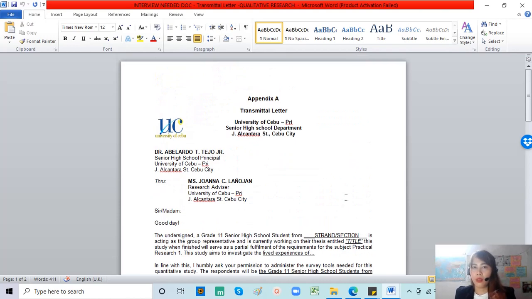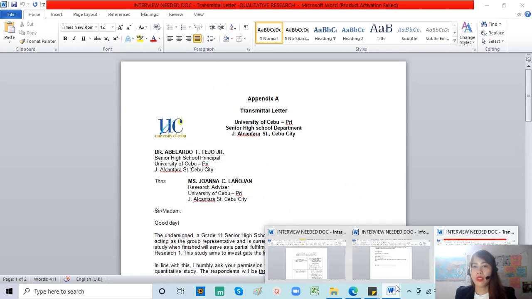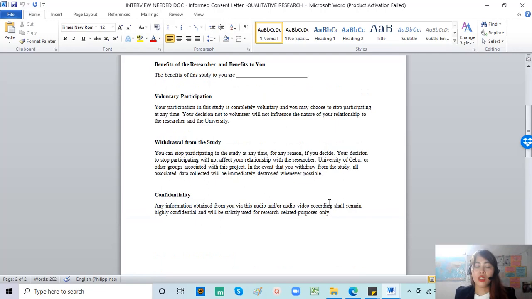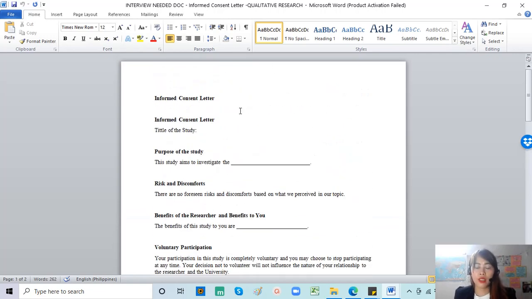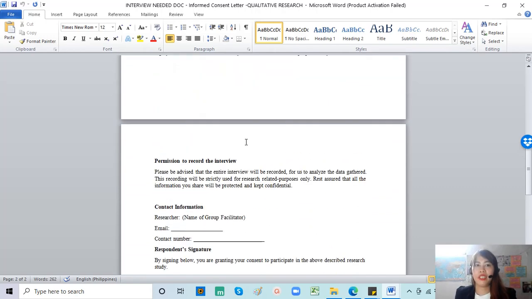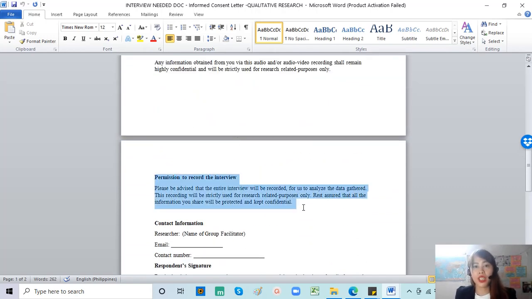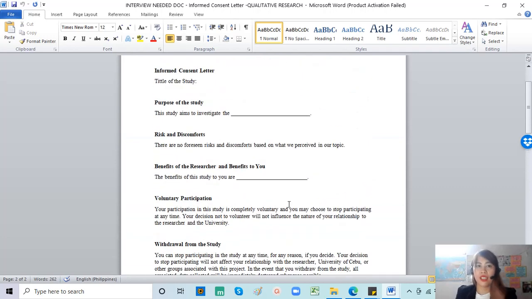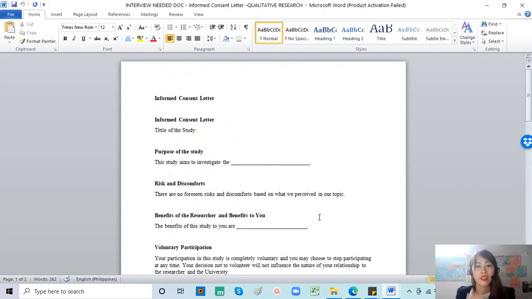And once it's settled, next we need to discuss the informed consent letter with our participants. They have to be aware, especially that the interview will be recorded. So again, discuss the informed consent letter.